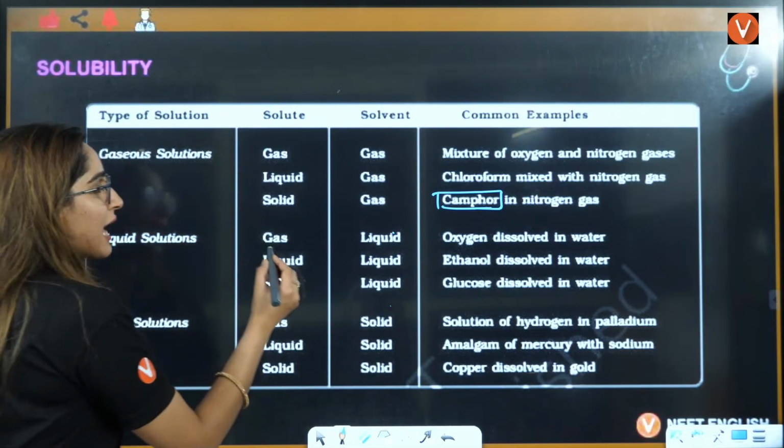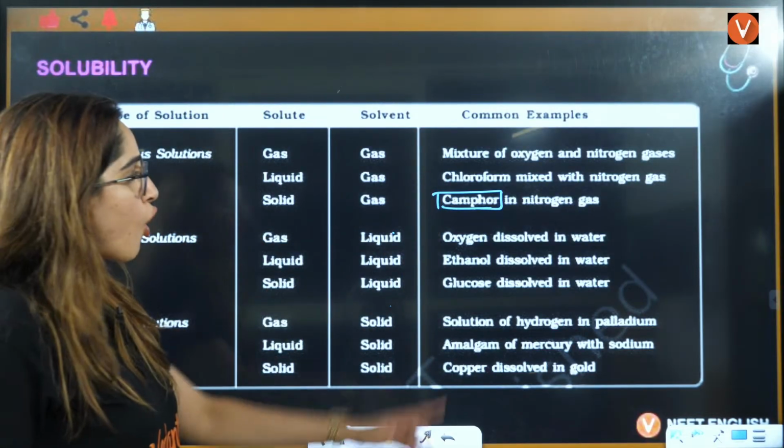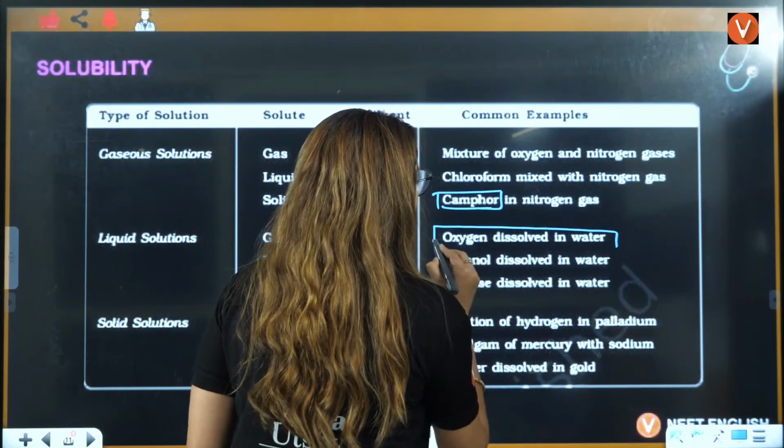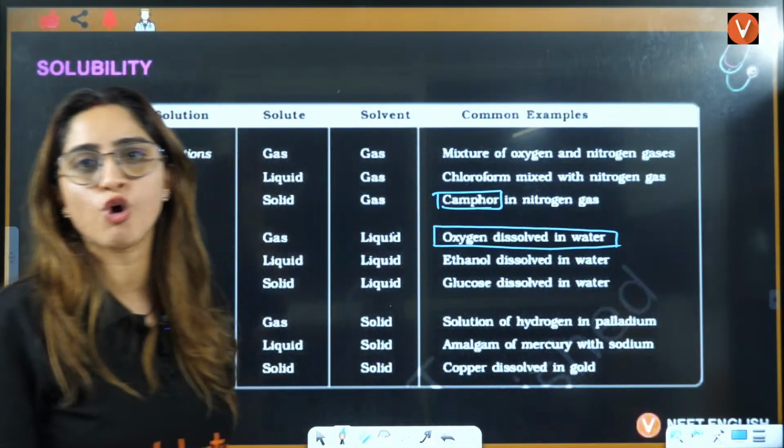Okay. Then gas in liquid, guys. Oxygen dissolved in water. Can you tell me any example of oxygen dissolved in water?